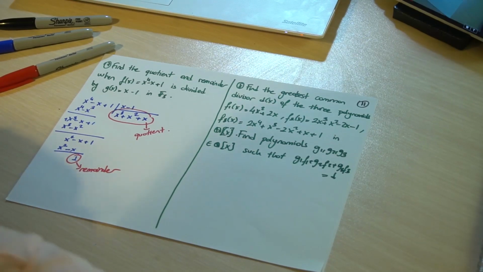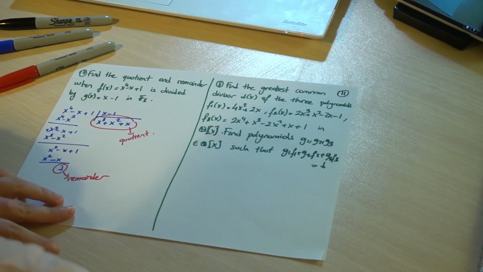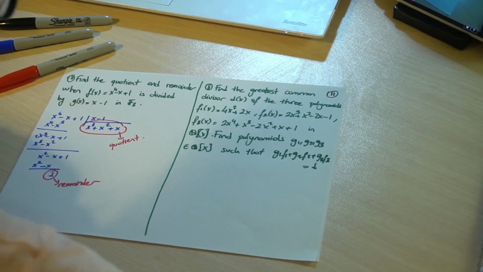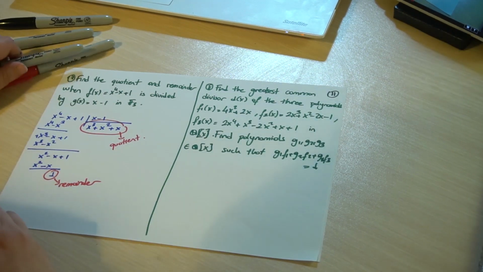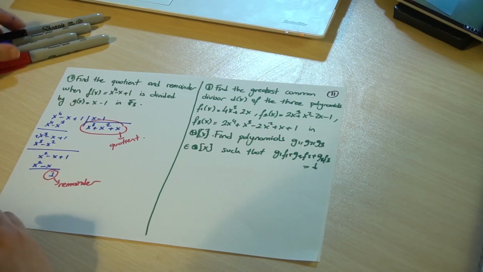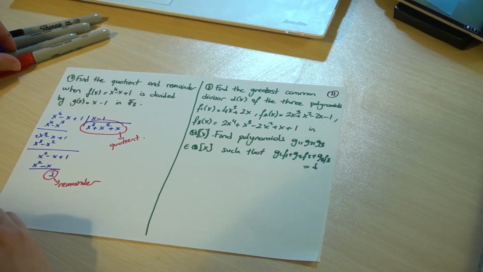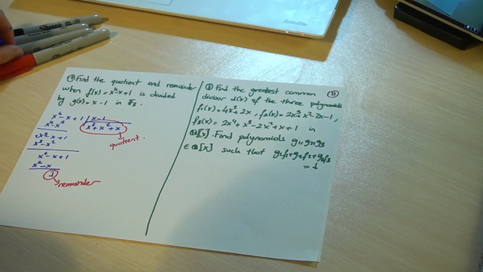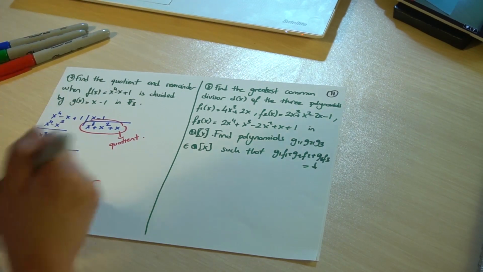Eighth question is, find the greatest common divisor d(x) of three polynomials. f1(x) is x squared plus 2x, f2(x) is 2x cubed plus x squared minus 2x minus 1, f3(x) is 2x to the 4 plus x cubed minus 2x squared plus x plus 1 in Q of x. Find the polynomials g1, g2, g3 such that g1 f1 plus g2 f2 plus g3 f3 is equal to 1.